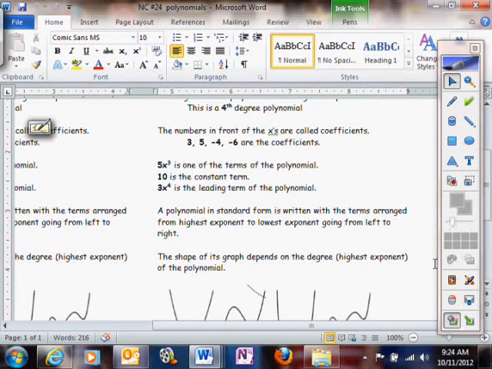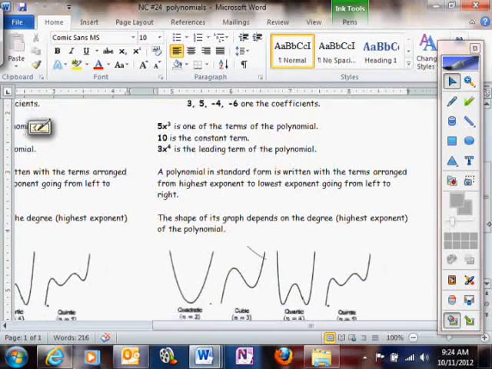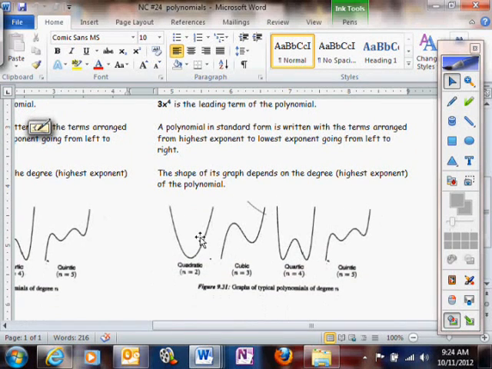The shape of its graph depends on the degree or the highest exponent, and we'll be working a lot with these different graph shapes here. Here we have a parabola or a quadratic, and where it says n equals 2, that means that you will have two solutions. So when you have a quadratic, you have two solutions. When you have a cubic, that's just a line on the paper there for some reason. When you have a cubic, you have n equals 3 or 3 solutions.